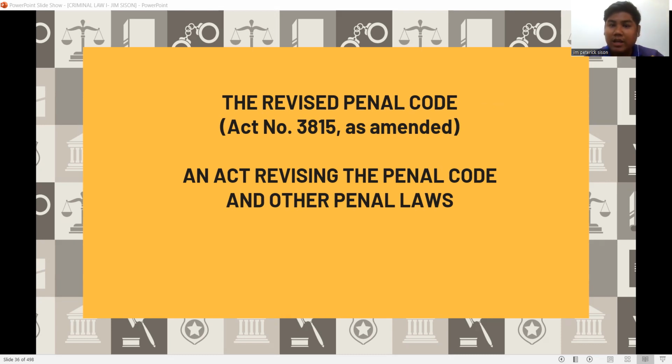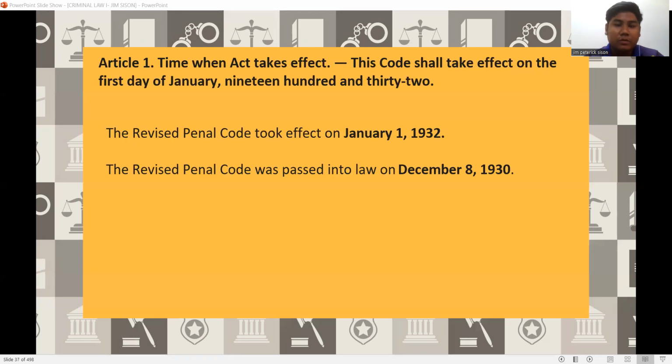So, we'll tackle Act number 3815, the Revised Penal Code as amended. Act number 3815 is an act revising the Penal Code, the Revised Penal Code, and other penal laws. So, Article 1, time when the Revised Penal Code takes effect. Under Article 1, this code shall take effect on the first day of January 1932.